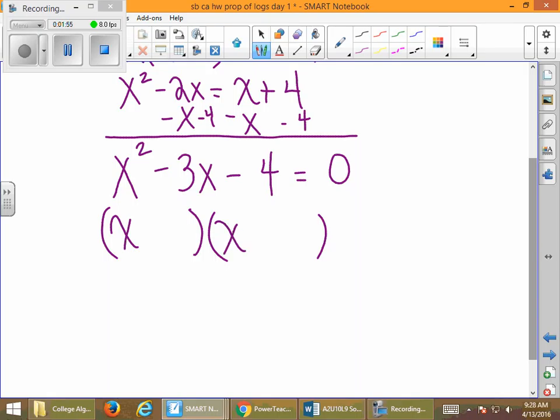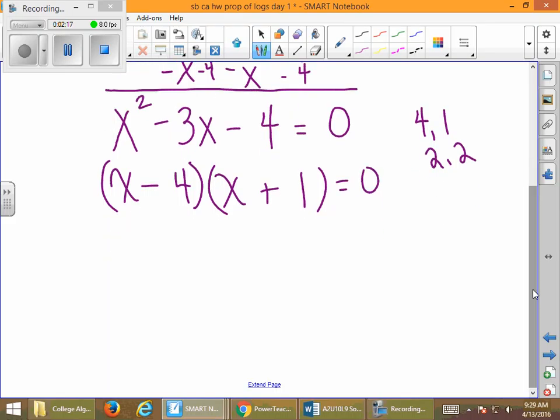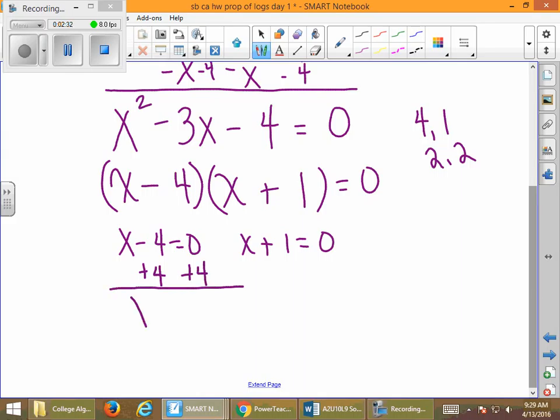And we need the factors of 4 that combine to be 3. 4 times 1 is 4, and 2 times 2 is 4, but the only way that they're going to combine, which means that they're going to add or subtract to be 3, is with the 4 and the 1. And it's going to be negative 4 and positive 1. And now I hope that you can tell me that the answer is x equals 4 and x equals negative 1. But if you need to, it's x minus 4 equals 0 and x plus 1 equals 0. We add 4 to both sides, so we get x equals 4. Subtract 1 from both sides, we get x equals negative 1.